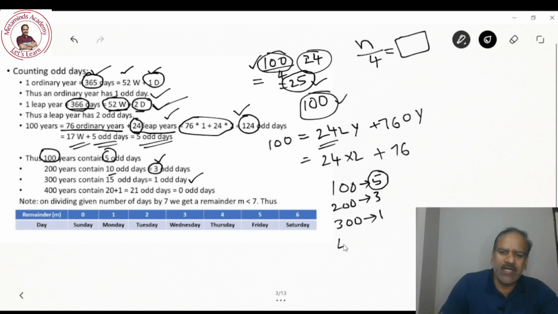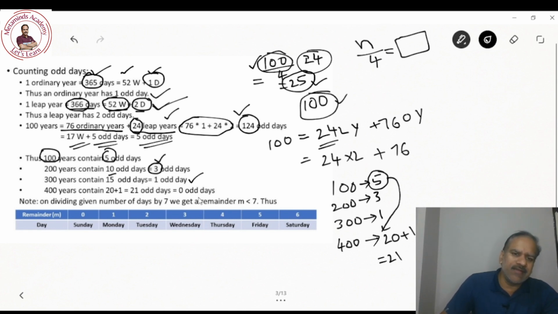When it comes to first 400 years, it must have 20 odd days. It must have 4 into 5, 20 odd days. Plus 400th year is also a leap year, so one more odd day will be there. Totally 21 odd days. So first 400 years has 21 odd days. Again 21 is equal to 0 odd days because it is divisible by 7, right?